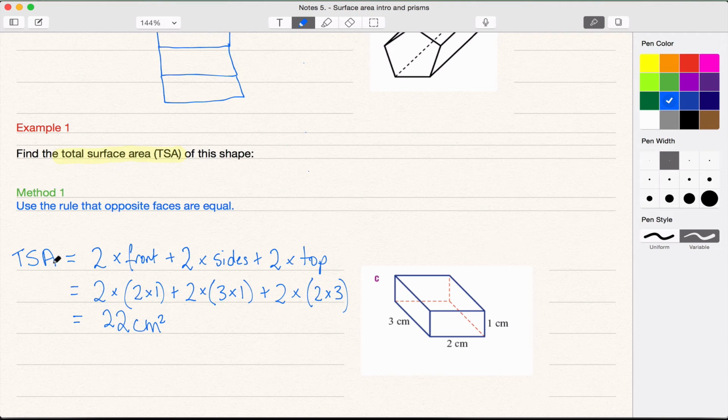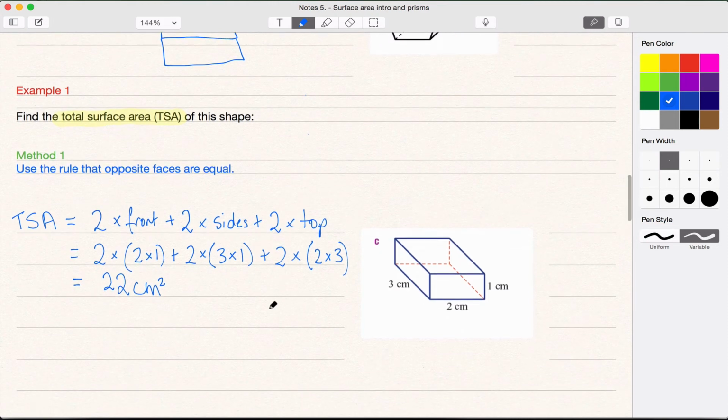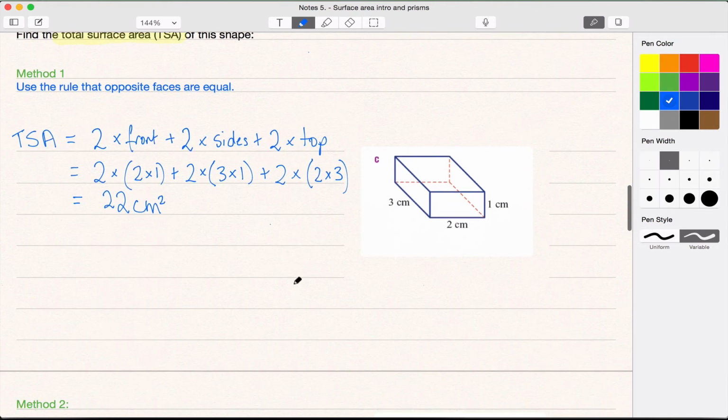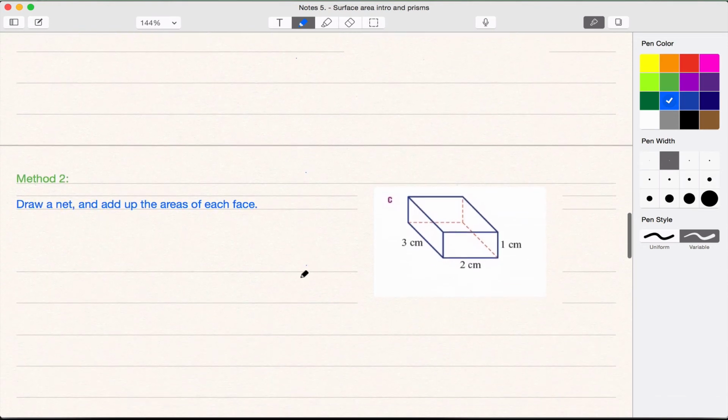Now, I've put centimetres because there's centimetres here, and I've used square units because it's area. It's total surface area, but it's still area. It's not length, it's not volume, it's area. So make sure you use square units when you are finding total surface area. That's our method 1.